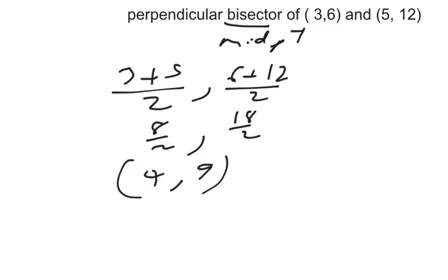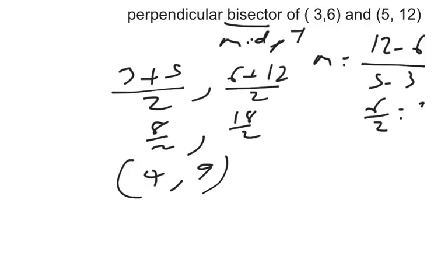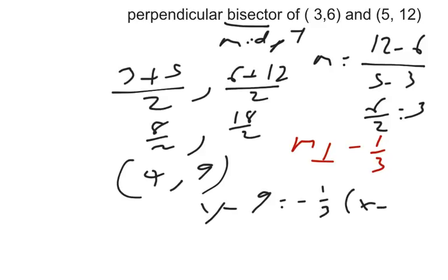We also would want the slope of the original. So I have 12 minus 6 over 5 minus 3, which is 6 divided by 2, which is 3. Which means the slope of the perpendicular is going to be negative 1/3. Here's one of those times where using the point slope form is probably going to be best. So I got y minus 9 equals negative 1/3 times x minus 4.